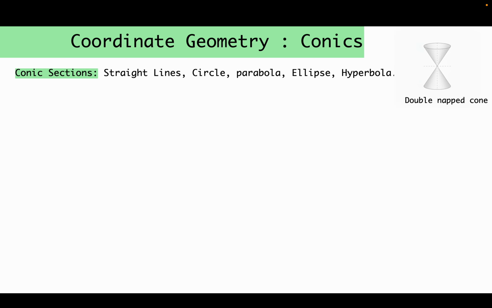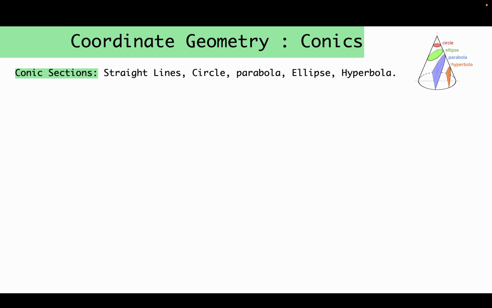Hello everyone. In this video we will discuss conics. Conics are two-dimensional curves which are formed when a plane intersects this double napped cone. So each time a plane intersects in a different way, we get one of these shapes called circle, parabola, ellipse and hyperbola. And a straight line is a degenerate case, which we will also see in this video.